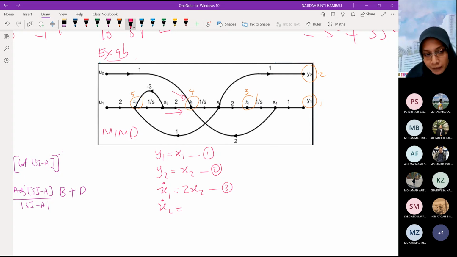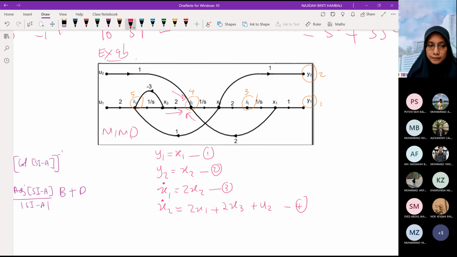Lagi? Tak habis lagi. Tambah 2X1. Very good. This is how you analyze. Jangan ada yang tertinggal. You ada yang tertinggal, you punya state space equation tak complete. Okay, so susun balik 2X1, 2X2 tak ada, tambah 2X3, tambah U2. This is our fourth equation.